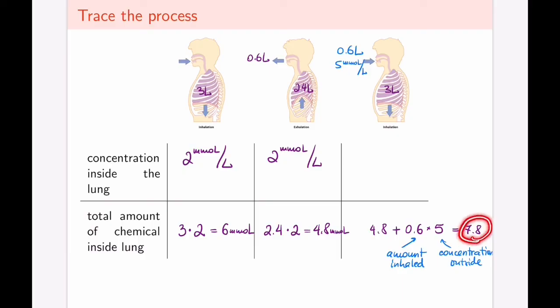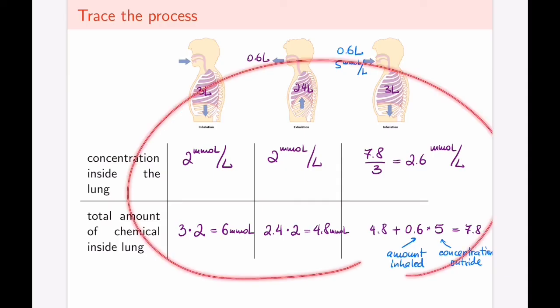So we know that overall there's 7.8 millimoles of the chemical inside the lung. And at this point, at the inhalation, there's 3 liters of volume. So we're going to take our new amount divided by the liters in the lung to get the new value of 2.6 millimoles per liter. Now, this is what's going to happen on one exhale and one inhale. But can we generalize this process?